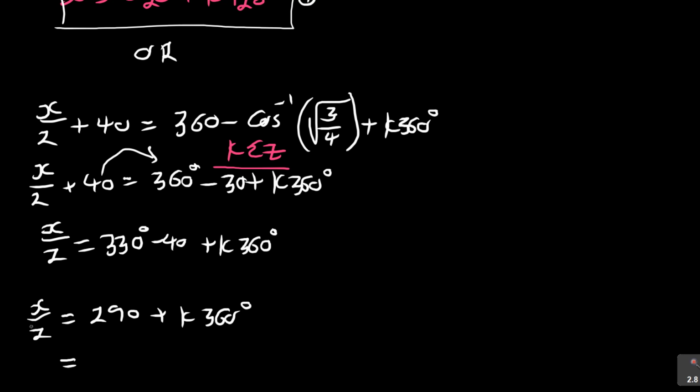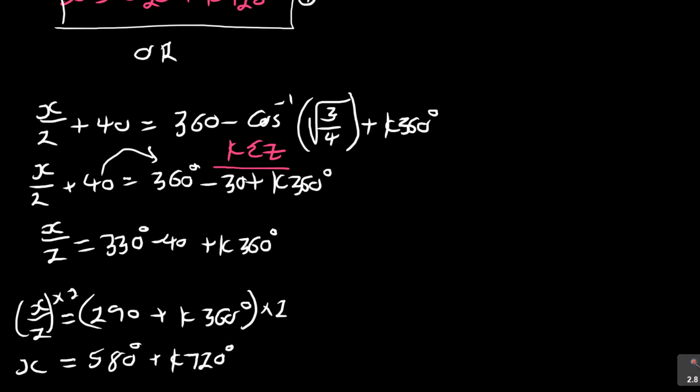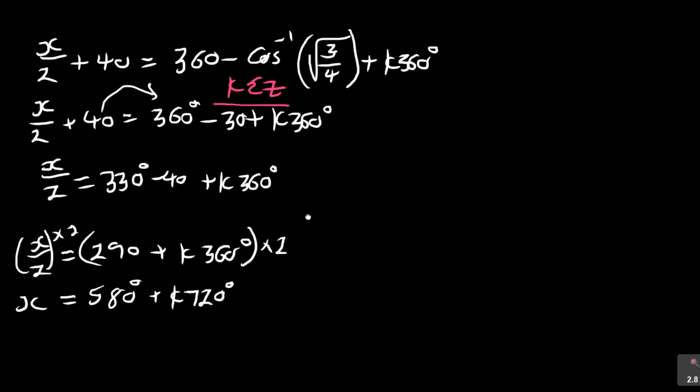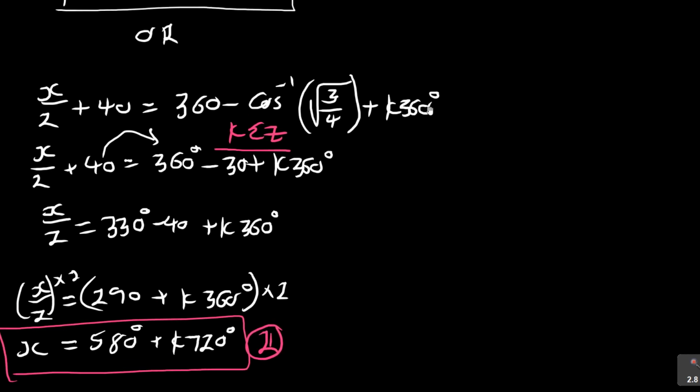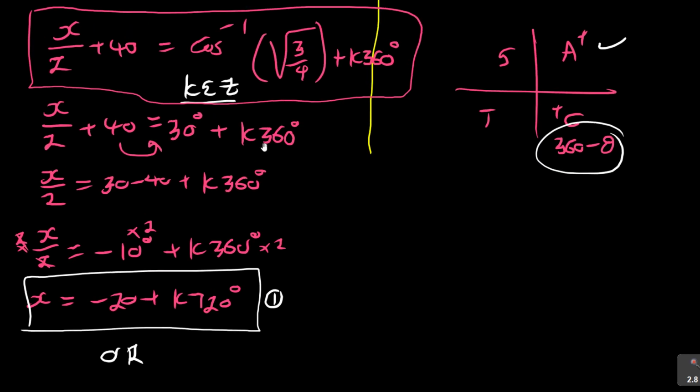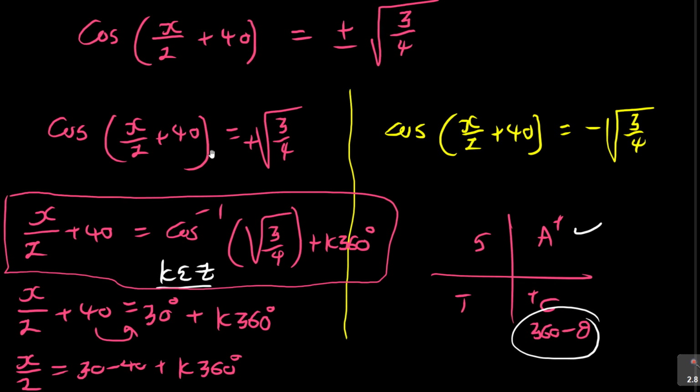So in here we multiply by 2, everything times 2, everything times 2, it's 580 degrees plus k 720 degrees. This is the second general solution. That's number 2. So this was based on the first part in the first quadrant. You see, we were looking at only this part. Now we have to go further.